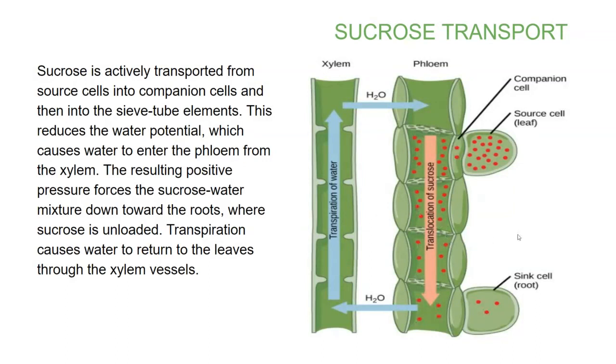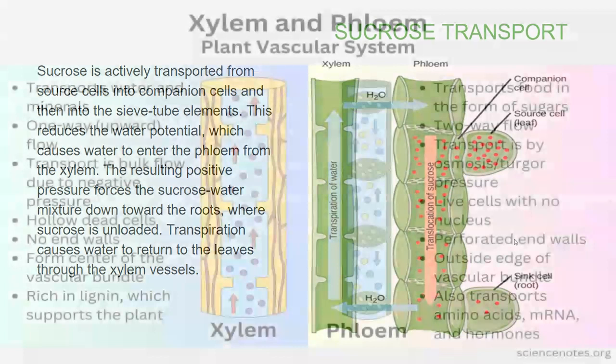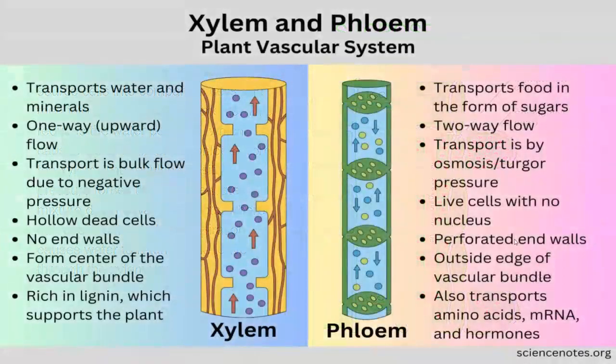And humans, we love tree sap. We use maple tree sap for syrup. We use rubber tree sap to make rubber. We love tree sap. All right, so here's a review about xylem and phloem.